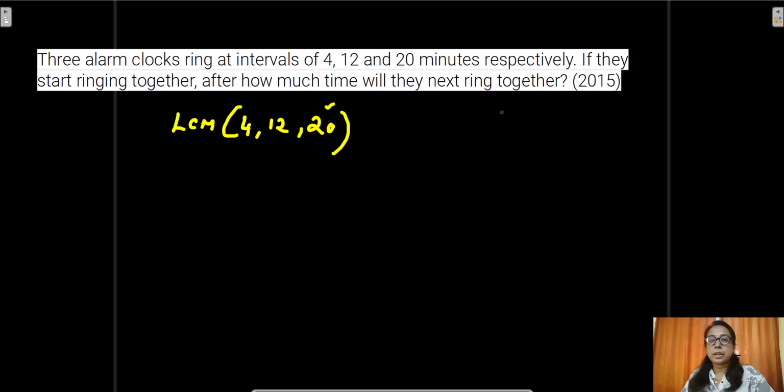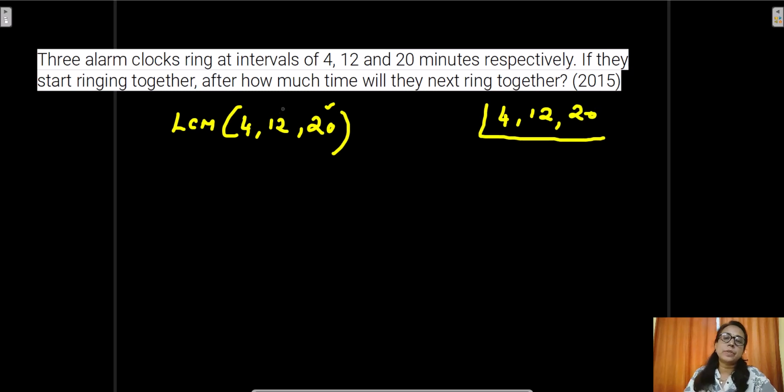So you see how to find out the LCM of 4, 12 and 20. I'll take 4, 12 and 20 together, because only then can you save your time. Otherwise, you know that the board question paper will be lengthy. You have to finish the question paper within 3 hours. Only 3 hours will be there. It will be a lengthy paper, so you have to practice it and manage your time also.